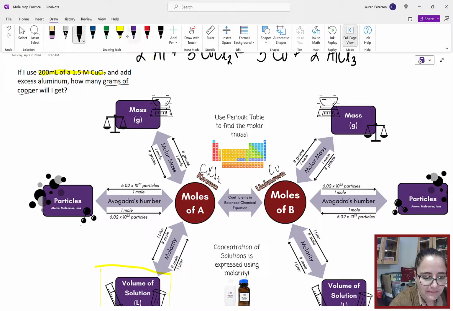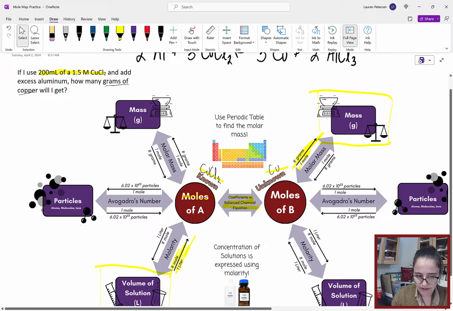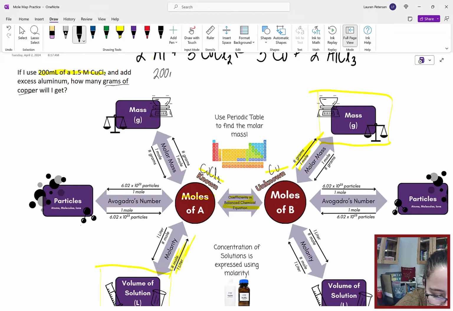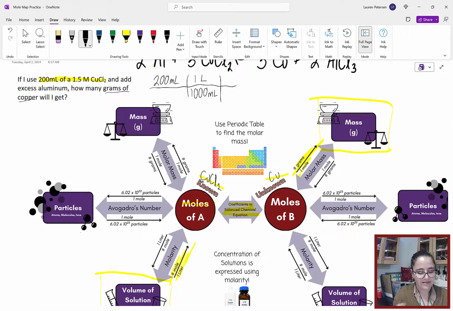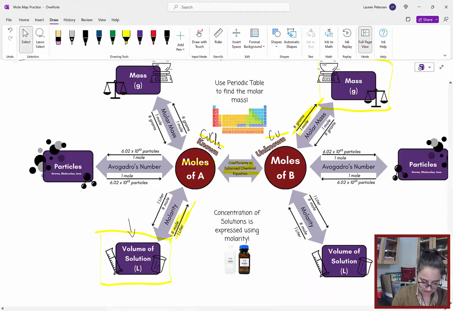Now it's asking for grams, so this is my ending point on my mole map, meaning I'll first use a molarity conversion, then I'll be at moles. I'll use the coefficients in the balanced chemical equation to relate the copper chloride to the copper, and then I will use the mole mass of copper again to get that to mass. But again, to get to my starting point, I need to be at liters, and I'm at milliliters. Do you remember how many milliliters are in a liter? It's 1,000. So there are 1,000 milliliters per 1 liter. So that gets us to liters, which is our starting point.